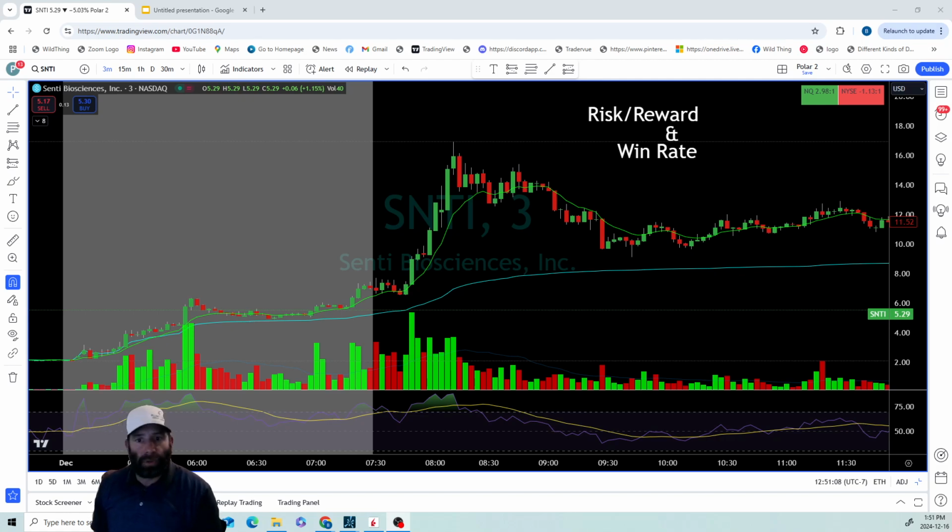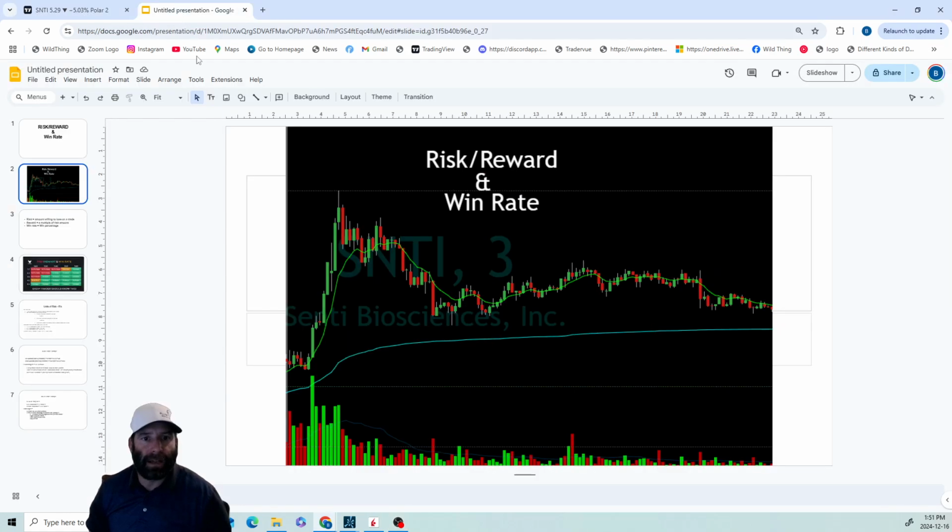And this is something you'll be taking into consideration on every trade. You're always going to be analyzing your risk versus your potential reward, and you're always going to need to be aware of what your win rate is. Every single trade I take, I'm assessing what is my risk, what is my potential reward, what is my current win rate over the last week, over the last month. So let's define some terms here.